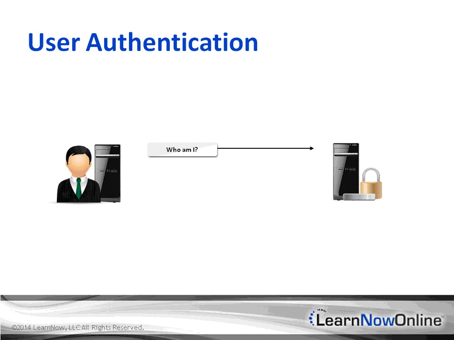permissions on a system. Well, before you can even look at what permissions somebody has, you first have to authenticate the user. And usually that's done through the use of a password. Computer says to the server, "Who am I?" The server says, "How do I know?" And then the user responds with a username and password.